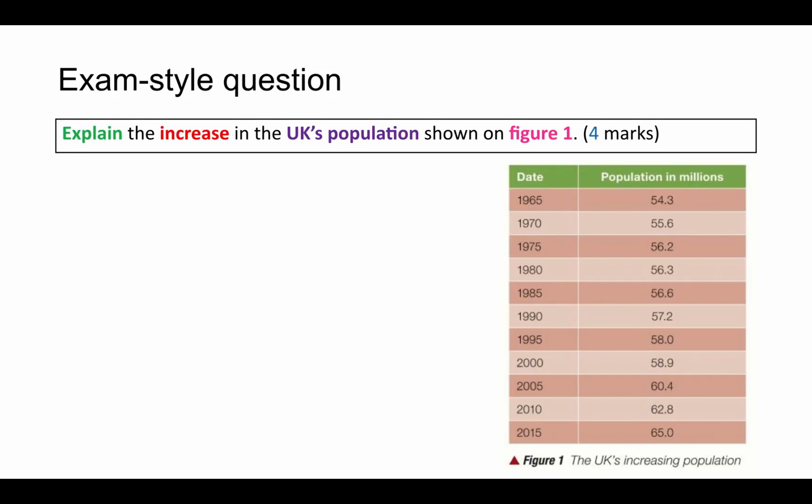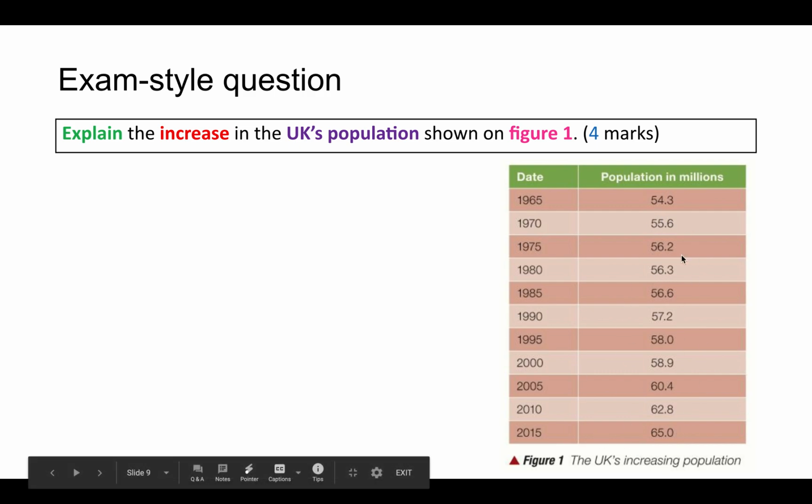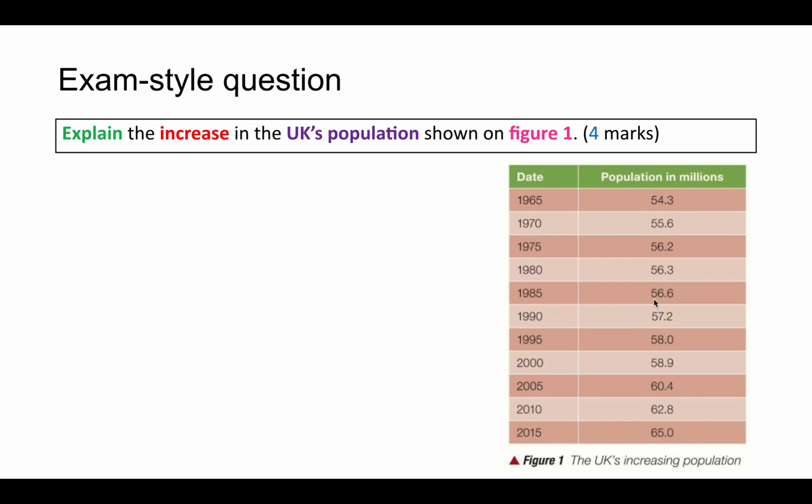Final thing today, the exam style question, okay? So here we go. Figure 1 is the UK's increasing population over time. Okay, the population here is in millions. It's obviously not 56 people. I would like you to explain the increase in the UK's population shown here. 4 marks requires 2 points with development, okay? You need to make your points really, really clear. Give examples, give reasons that we have already discussed for why the UK's population has grown.